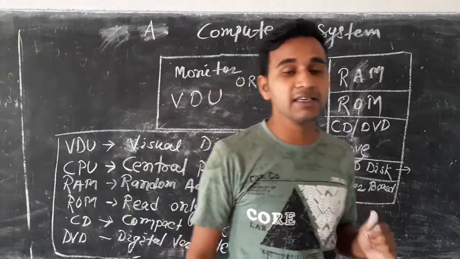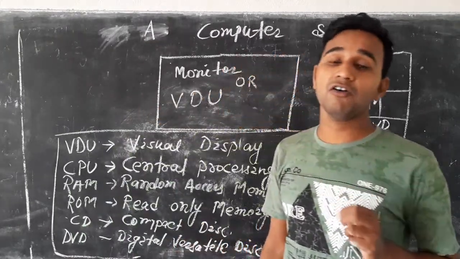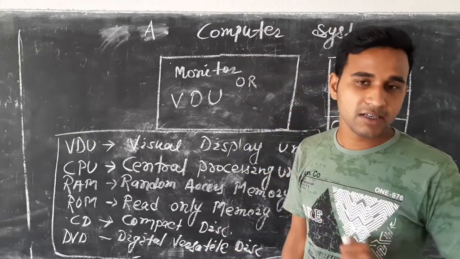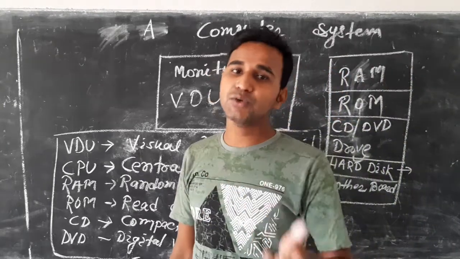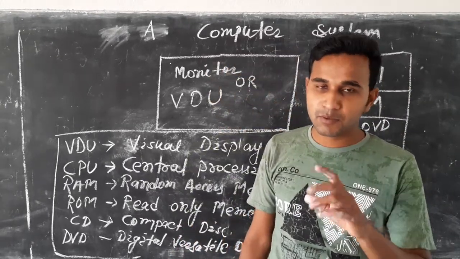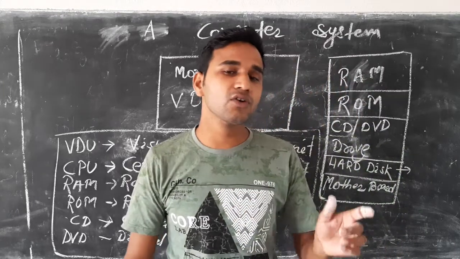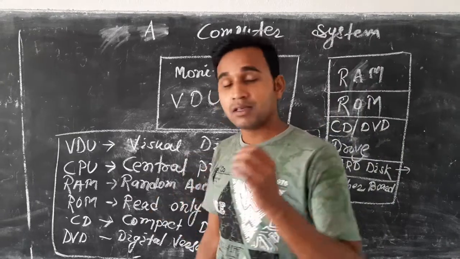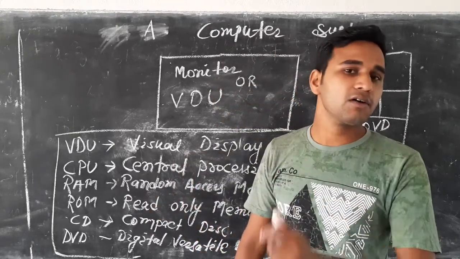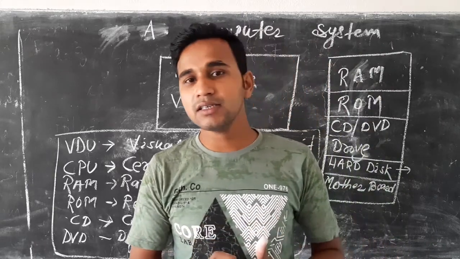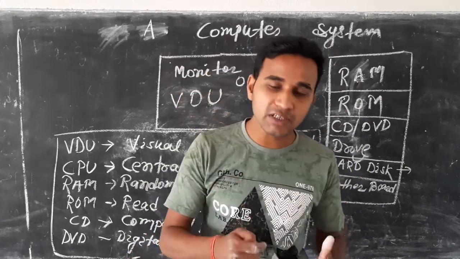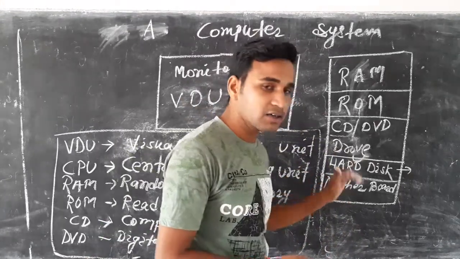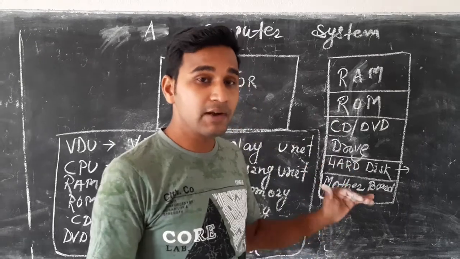Another thing is that in data form, our images are also stored in our hard disk. Any videos like movies, any audio songs, all things are stored in our hard disk. For understanding, everything that is stored in our computer system is stored in our hard disk.